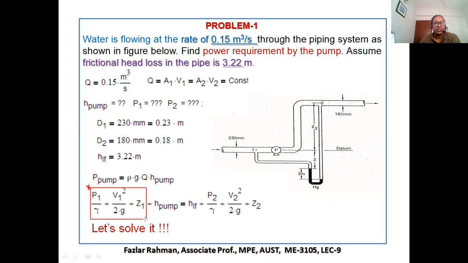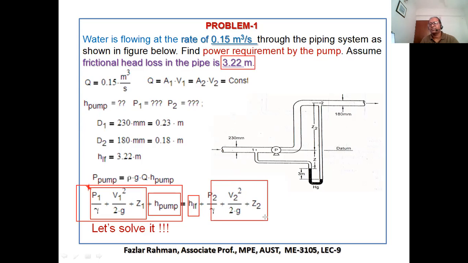With this much energy, he is heading from point 1. Then he is entering the pump. That means the pump is giving him energy, so this much energy is given by the pump. With this much energy, he is heading toward point 2. Before he reaches point 2, this much energy is lost by friction, which is already given as 3.22 meter. And at point 2, the fluid has this much energy.